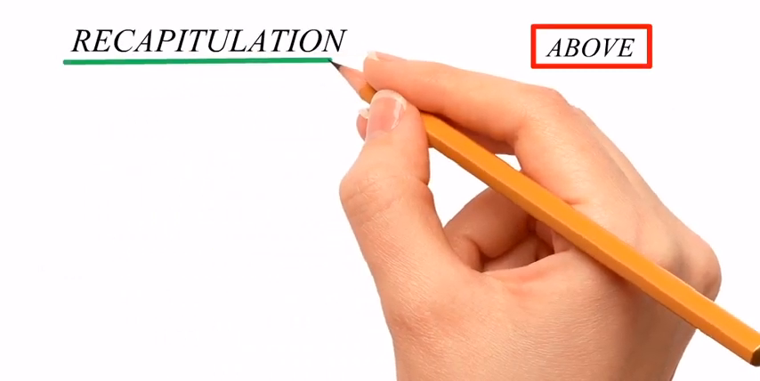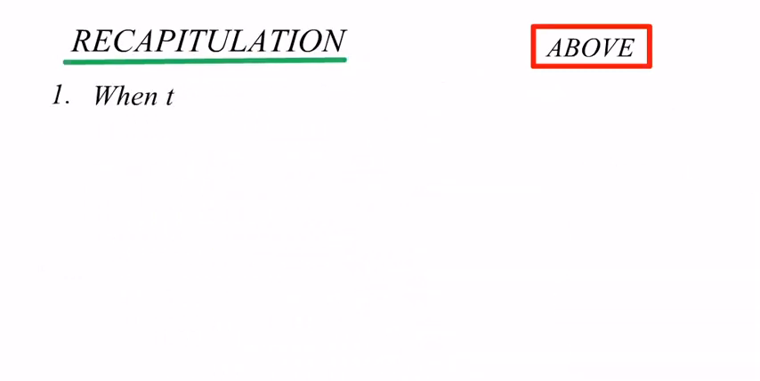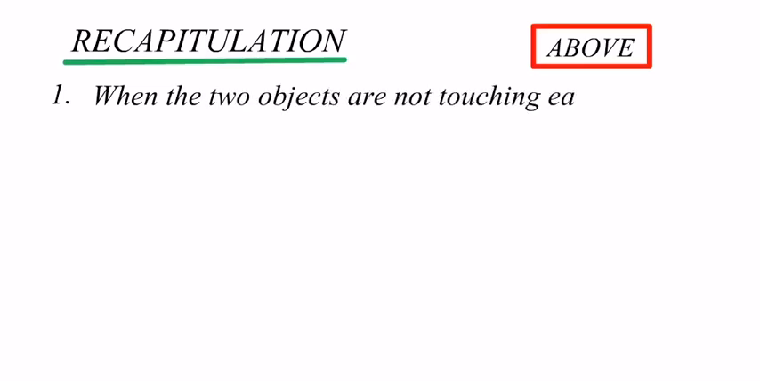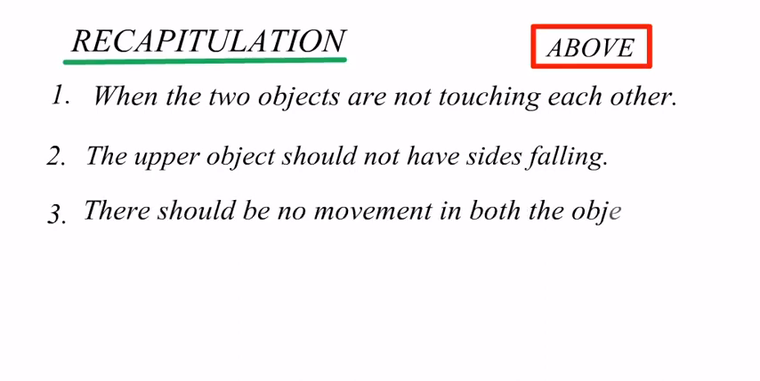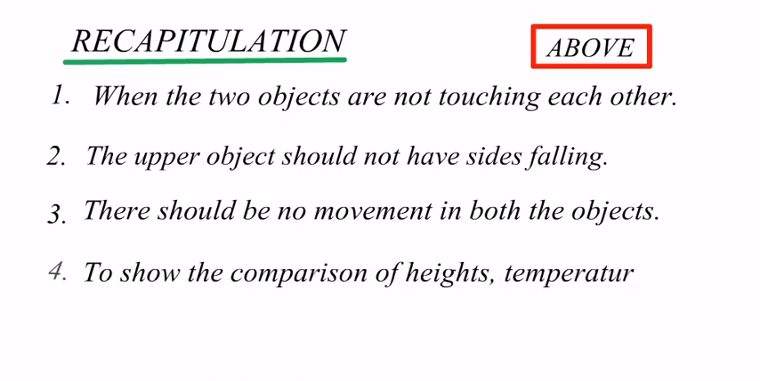Let's revise these conditions. Number 1, when the two objects are not touching each other. Number 2, the upper object should not have sides falling. That means it should be a 2-dimensional object. Number 3, there should be no movement in the objects. And number 4, to show the comparison of heights, temperature and levels. So these were the main conditions which actually help you in differentiating the usage of these prepositions in any sentence.